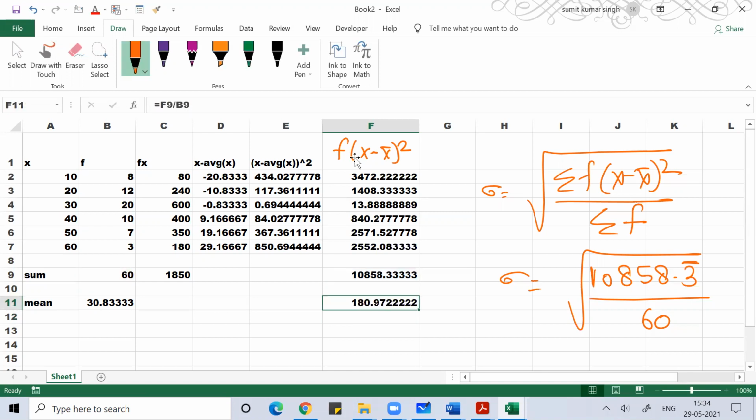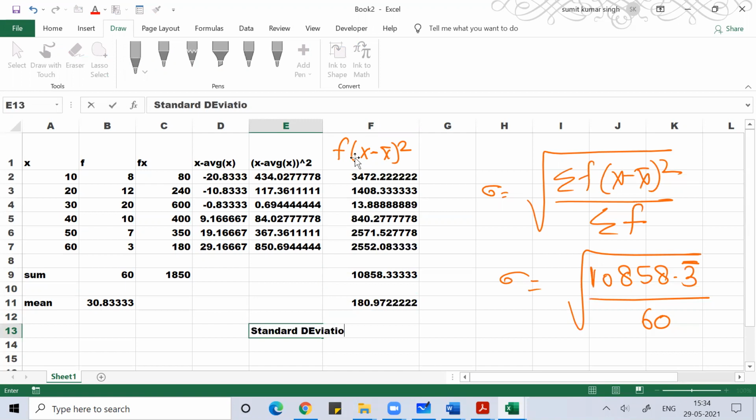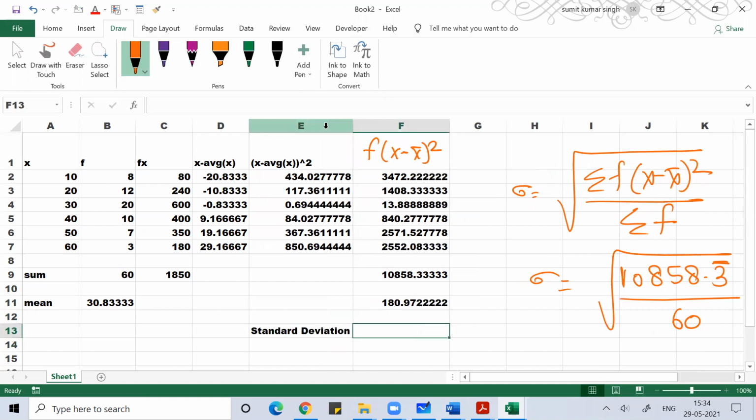So this is the variance, guys. If I want the standard deviation, for that you need the square root of this value, the square root of this, to the power 1 by 2. That is 13.45.